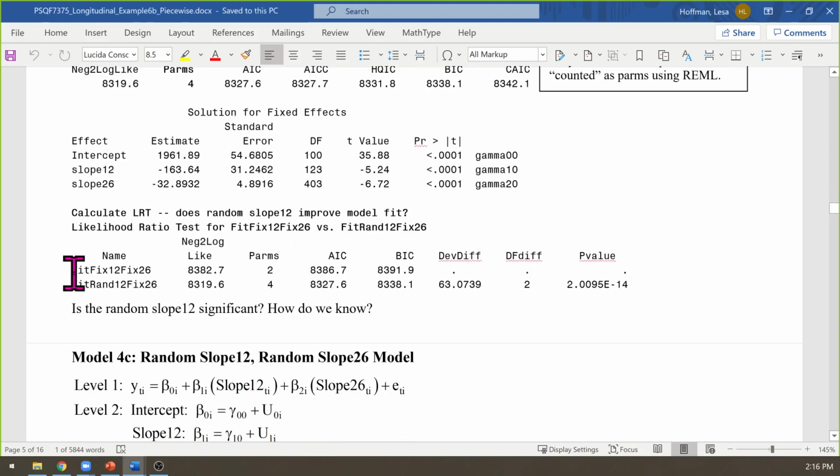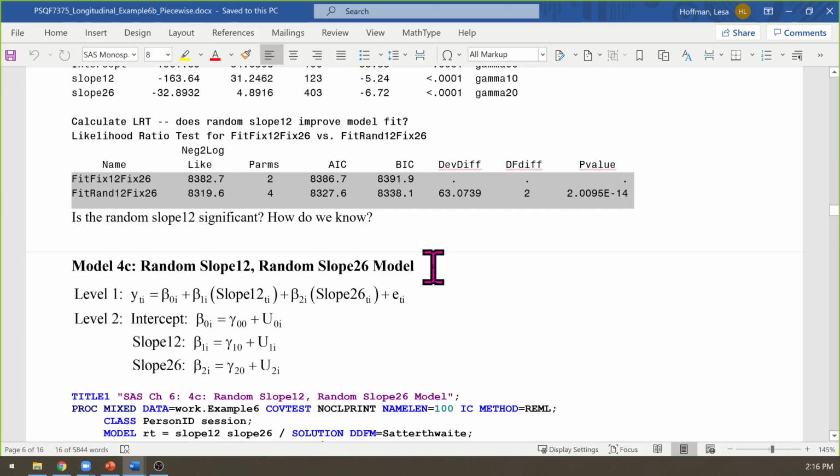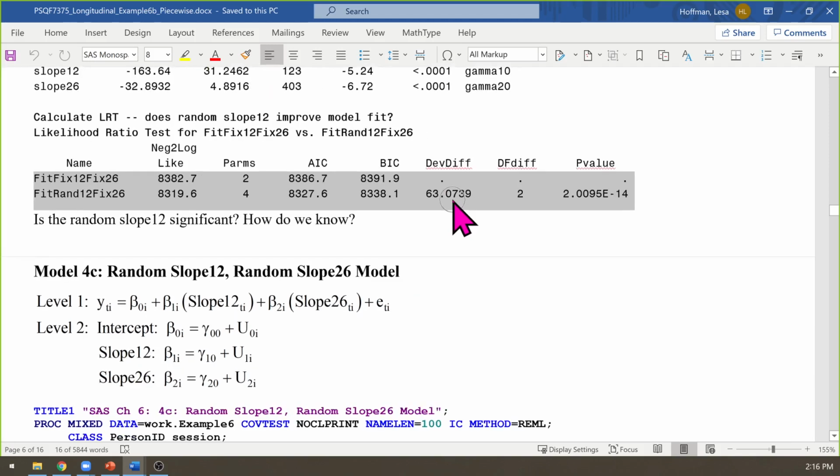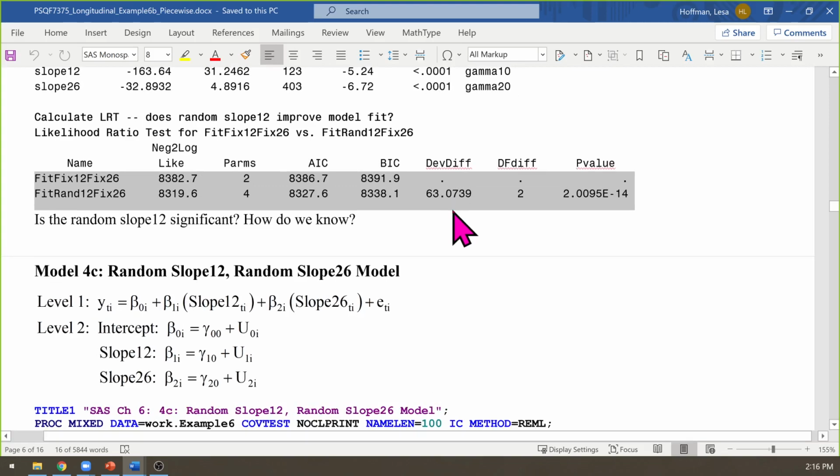Here's the results of my first slope being random relative to only the intercept being random. Deviance difference here is the difference in -2 log likelihood. I've had several questions about this during office hours. When I ask for a test statistic from adding something random to the model, the difference in -2 log likelihood is the test statistic. That's one of the hardest words for me to say, test statistic. There's a lot of T's in there. And it is treated as a chi-square test statistic.